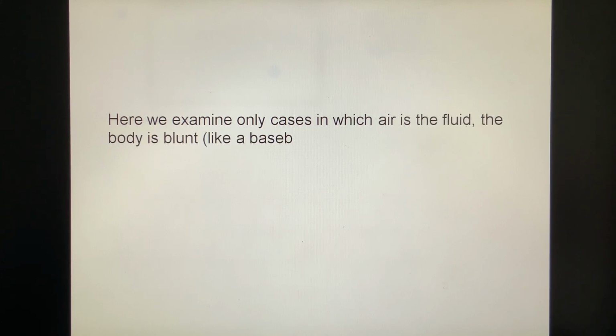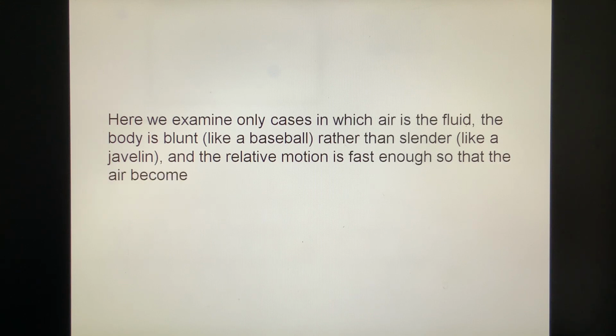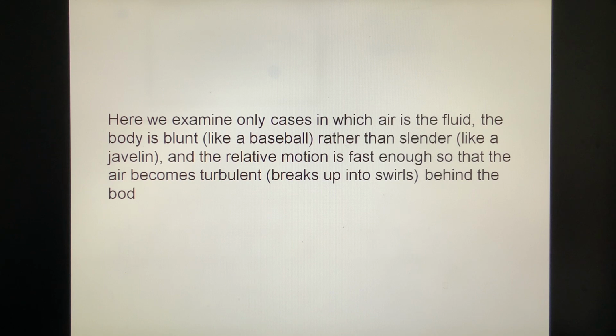Here we examine only cases in which air is the fluid. The body is blunt like a baseball rather than slender like a javelin, and the relative motion is fast enough so that the air becomes turbulent, breaking up into swirl behind the body.